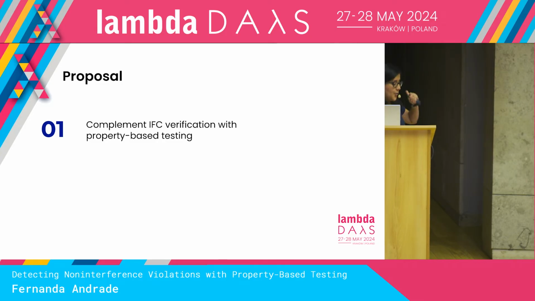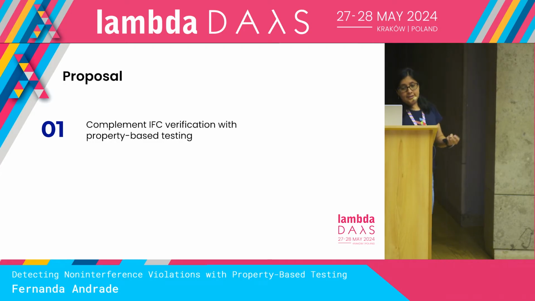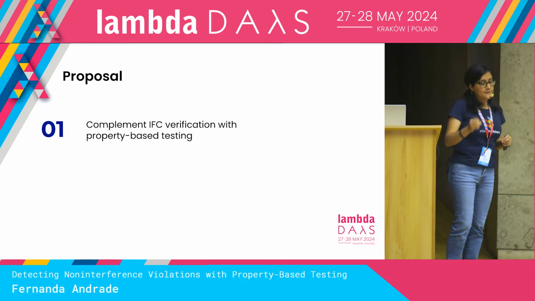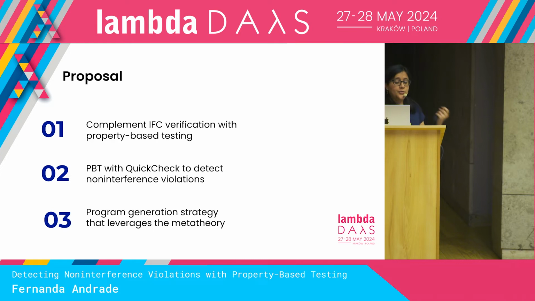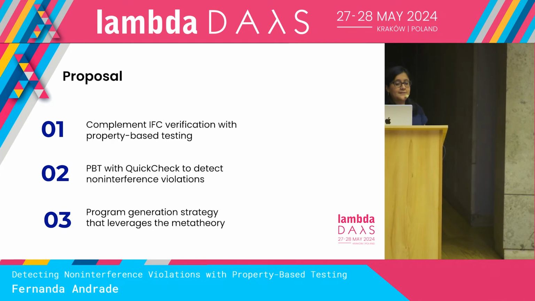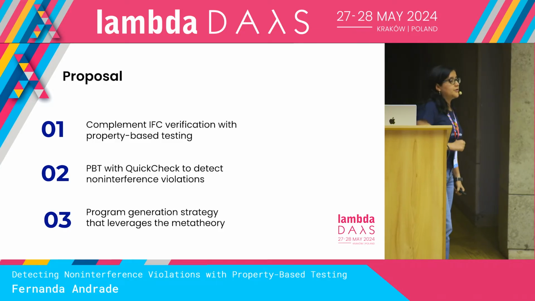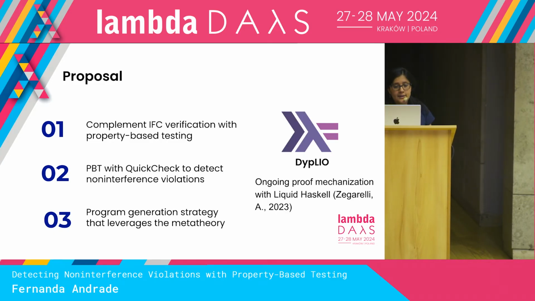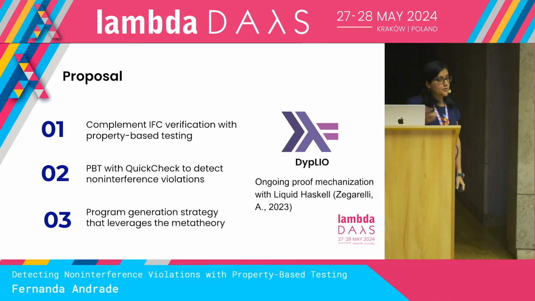Okay, so what was our proposal during this time in this work? First, as I mentioned, use property-based testing not as a way to replace formal verification, but a way to help the verification. That's the difference, and this is how it can help. So we were able to see that property-based testing helped us, and we did this with QuickCheck to detect non-interference violations. And in order to do that, we used the meta theory. In order to test all this, we use an ongoing proof mechanization that was done in Liquid Haskell.